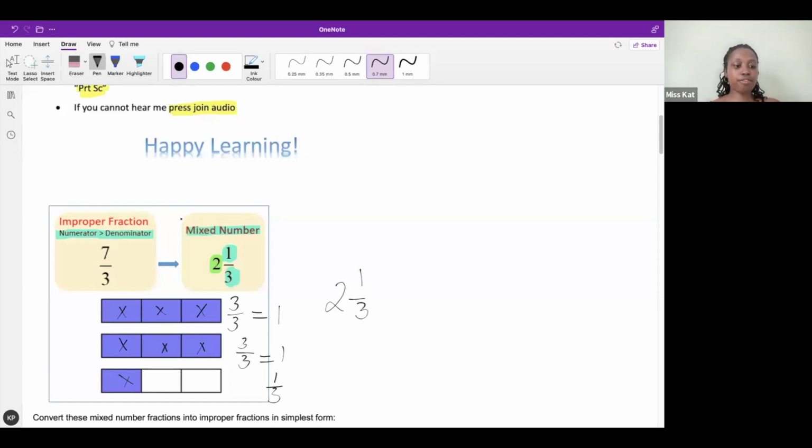So to convert from improper to mixed, you need to figure out how many of the denominators can fit in the numerator. So how many 3s can fit into 7? 2 of them, isn't it? Because 2 of them would make 6/3. But then we still have a third that's left over, which is why it ends up being 2 and a third. All right, I hope I made sense.